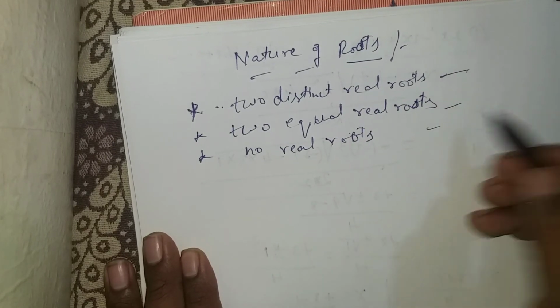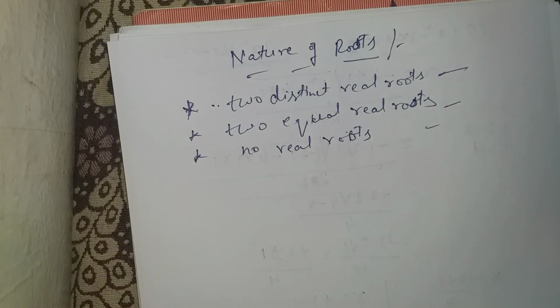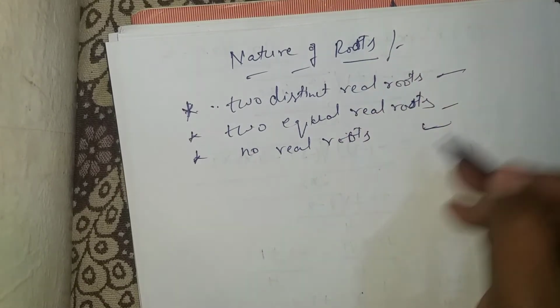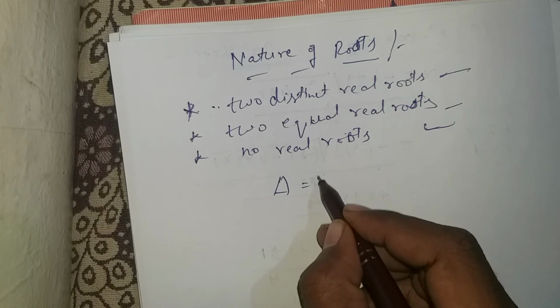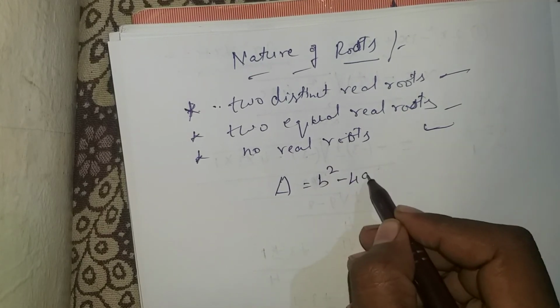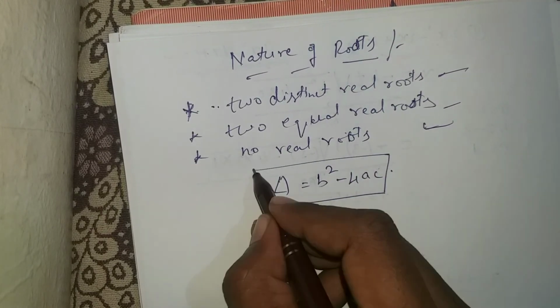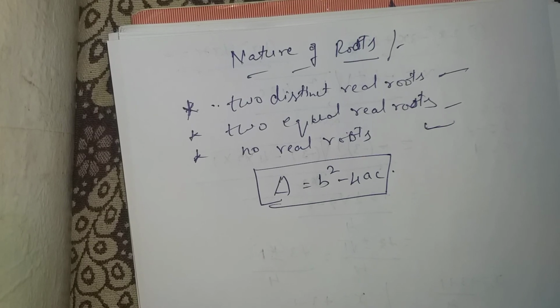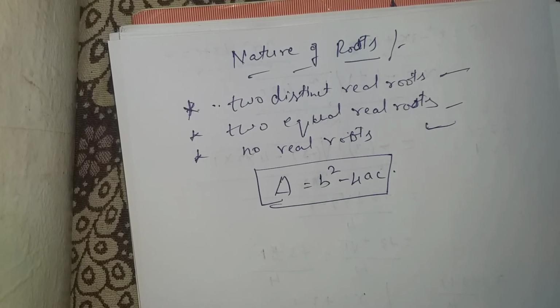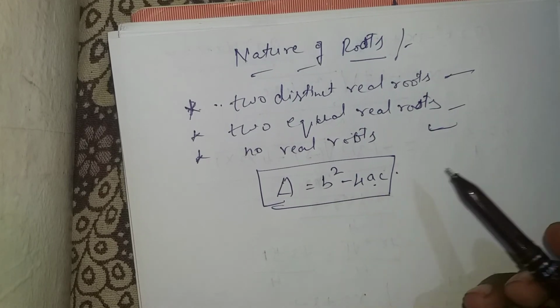So what is the meaning of this? Simple. There is a formula to find out the nature of the root. That formula is delta is equals to b square minus 4ac. This is a formula, very important, keep that in mind and practice this formula. It's very easy. They'll ask for 1 mark question, so you need to find the nature of the root. To find the nature of the root, the formula is delta is equal to b square minus 4ac.